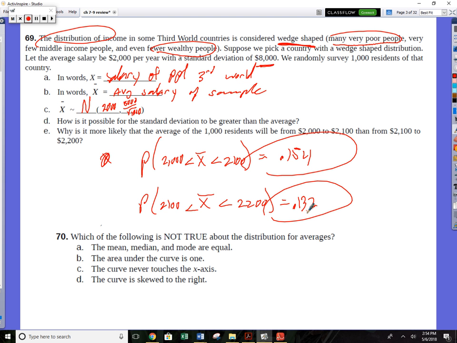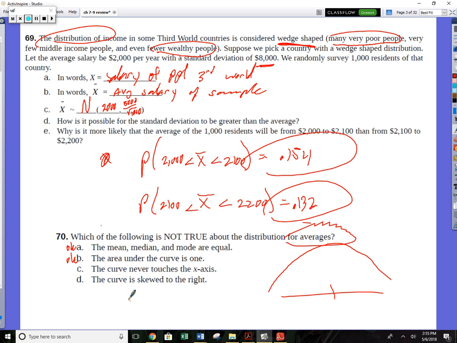Okay, 70. Which one is not true? The mean, median, and mode are equal. Okay, now averages. So averages is going to fit a normal distribution. So this is a good question on a normal distribution. Here we go. That is the mean, the median, and the mode. So that is true. So that checks out. That's okay. The area under the curve is 1. Yeah, that's true. That checks out.